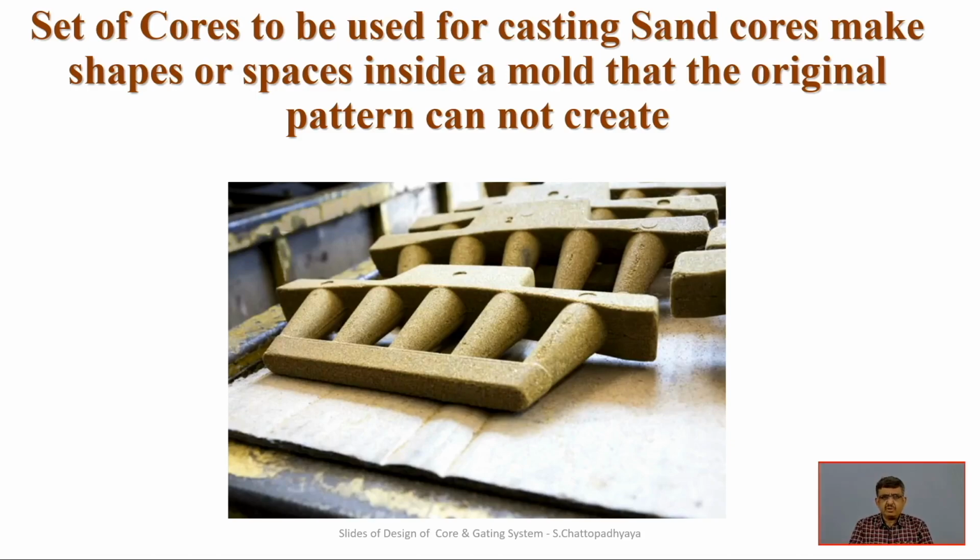Sets of cores are also sometimes used for casting sand cores to make shapes and spaces inside a mold that the original pattern cannot create. The original pattern cannot create them because the pattern will be removed, and if it is removed, then the solid casting will be there. No question of the hollowness. So these things have to be there at the time of pouring of the molten metal. Then and only then, truly speaking, the hollow section will be produced.